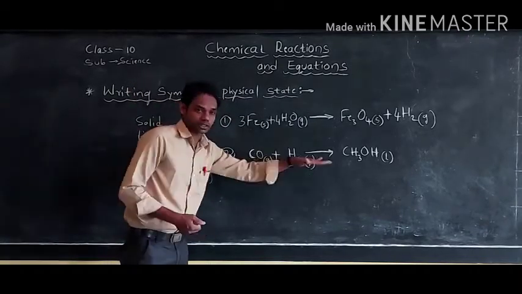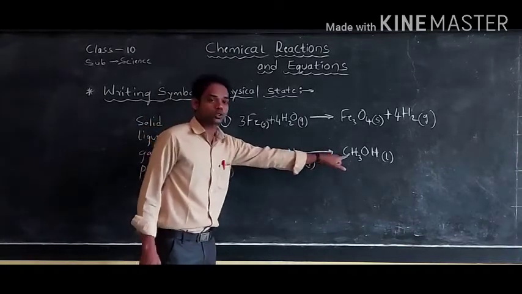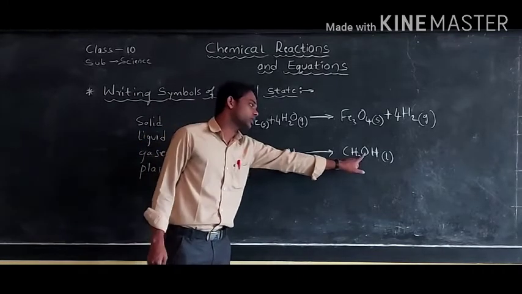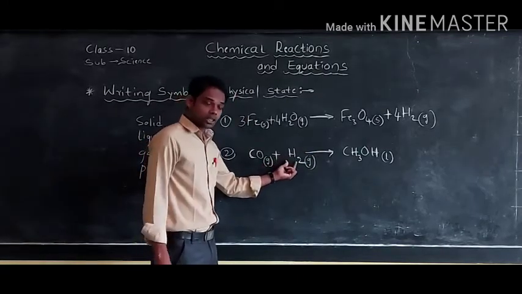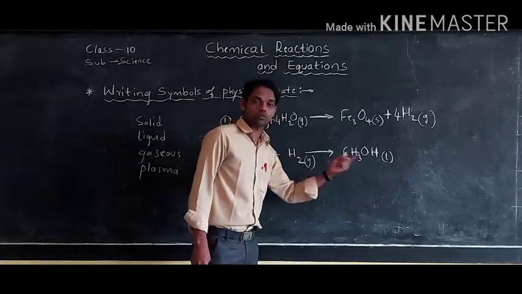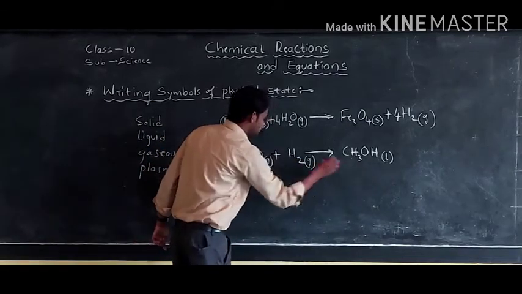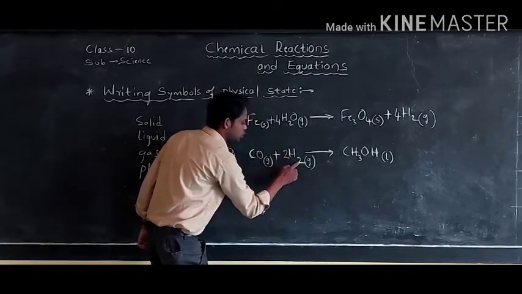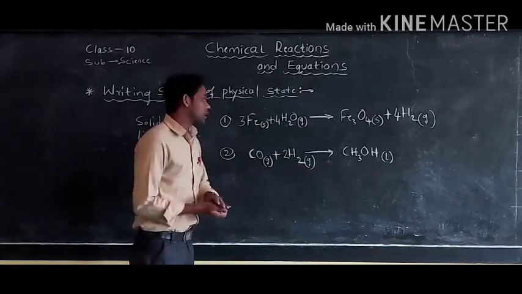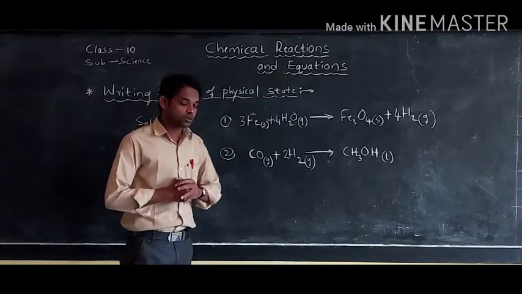Now I will balance this equation. Here the number of carbon atoms is 1, here also 1. Then the number of oxygen atoms is 1, here also 1. The number of hydrogen atoms here is 2, but here it is 4. So I have to balance hydrogen. Here 4 hydrogen atoms are there, so I will balance this hydrogen. Now 2 twos are 4. Now it is a balanced chemical equation, and I will also write the physical states. Understood friends? How to write the physical state?